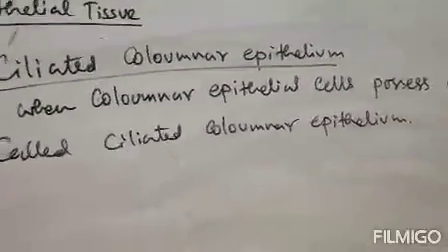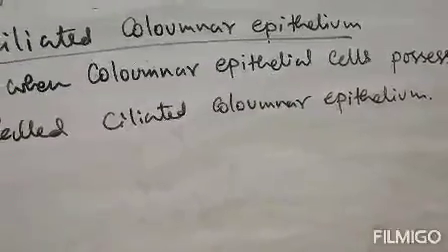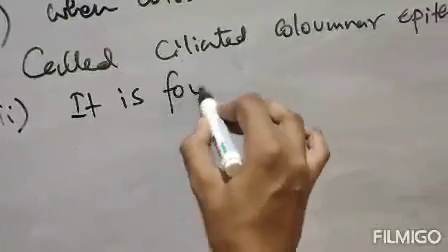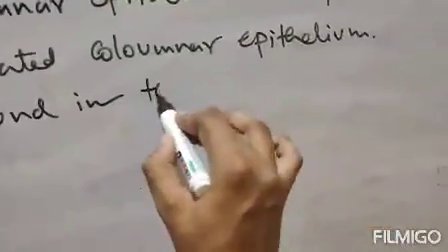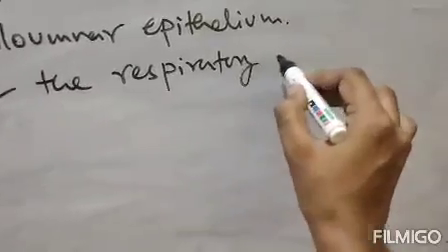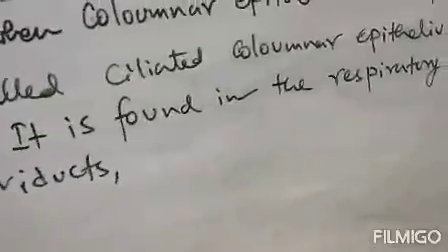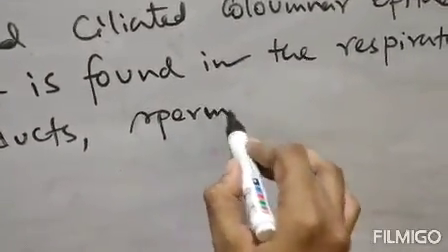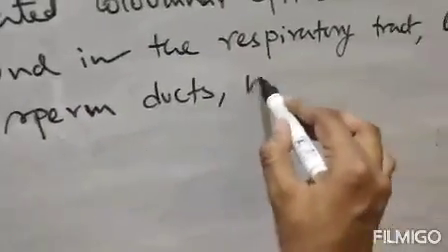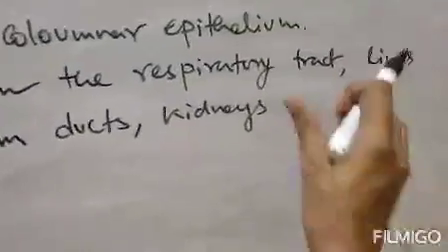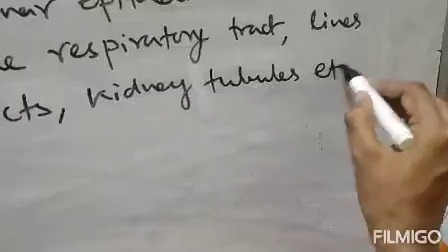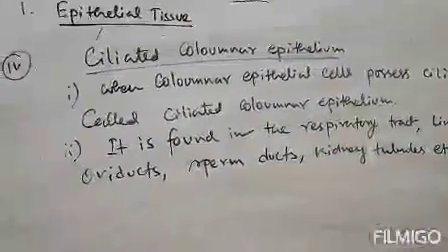And also this ciliated columnar epithelium is found in the respiratory tract and the lines of kidneys, sperm ducts or kidney tubules, etc. So it is found in the respiratory tract, and lines of oviducts, also sperm ducts, kidneys, or more precisely kidney tubules, etc. So here this ciliated columnar epithelium tissue is found.